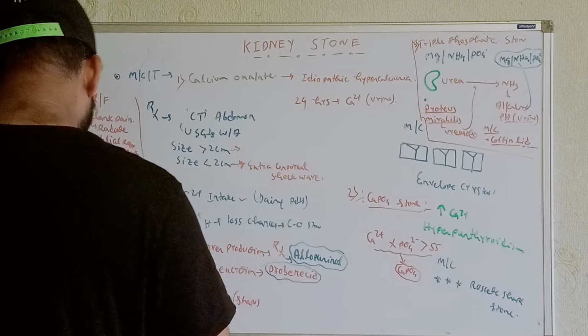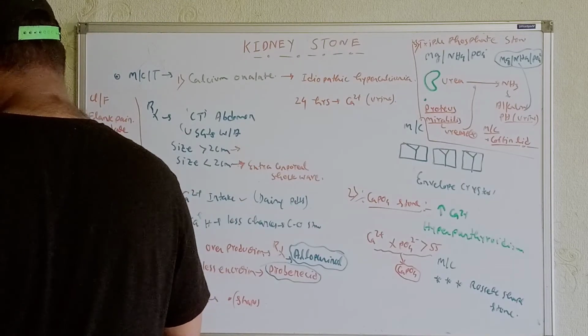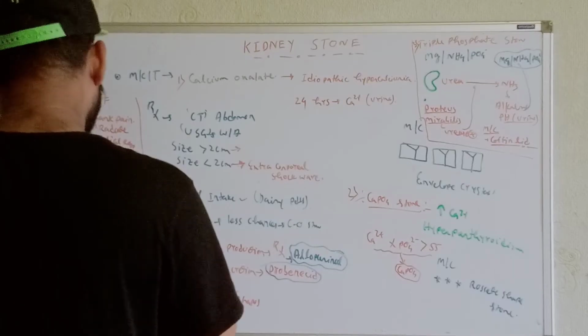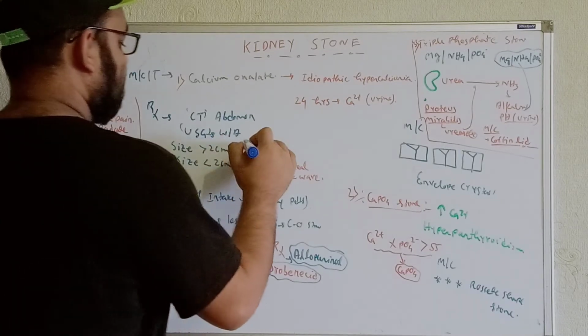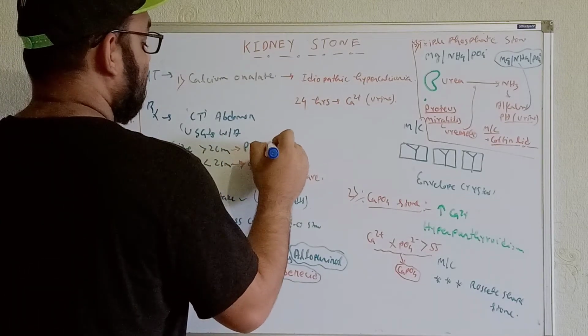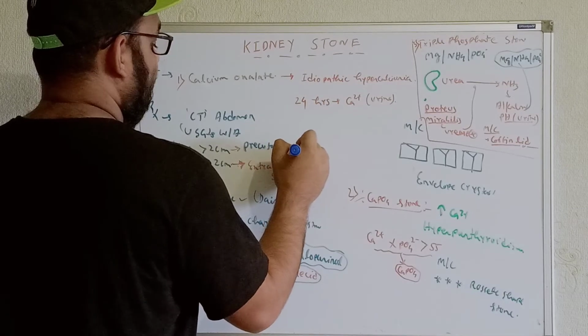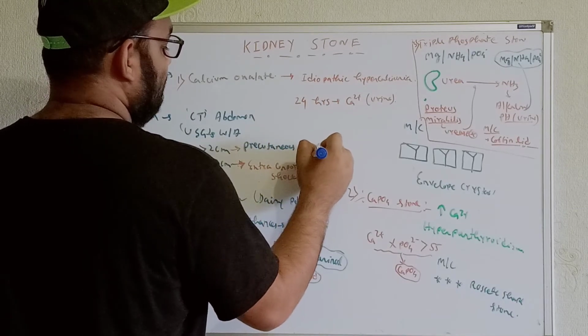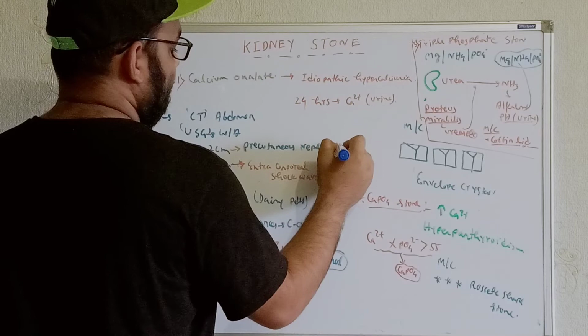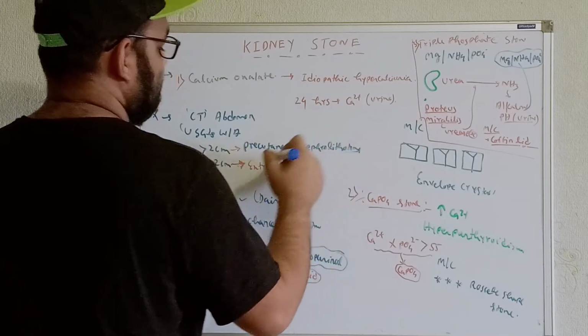Okay, and what about if we get more than 2 centimeters? In these cases we have to do percutaneous nephrolithotomy. Let's write it here: percutaneous nephro. With the surgery, you have to do these things.